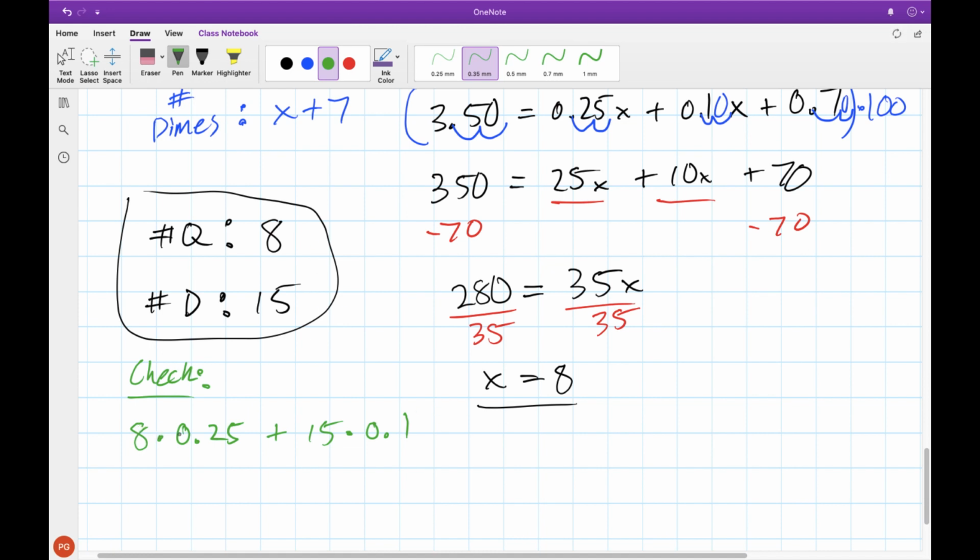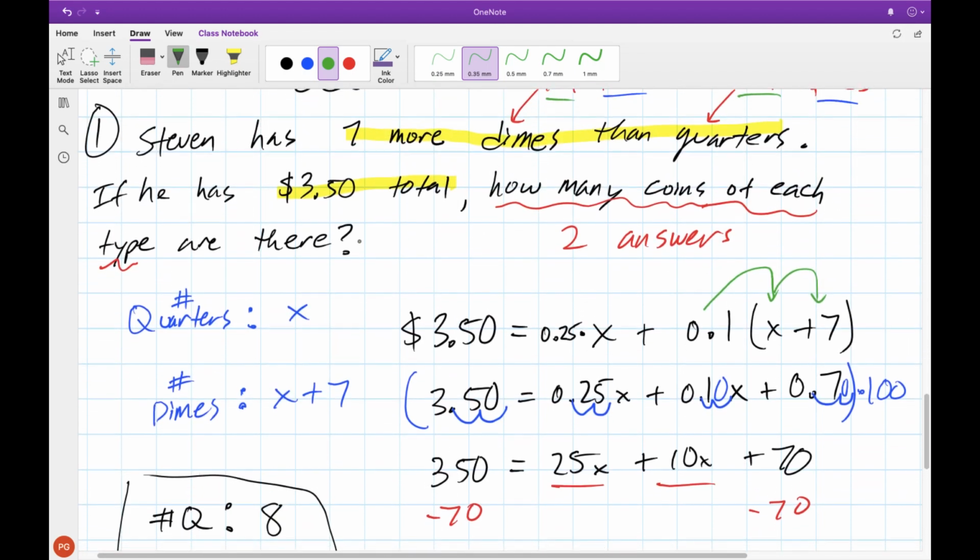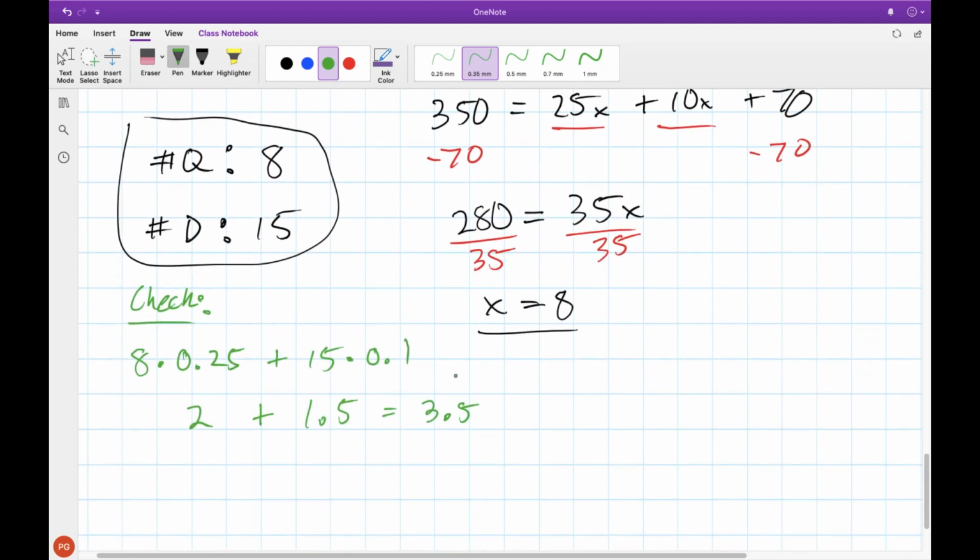So we would do 8 times 0.25 for our quarters, and 15 times 0.1 for our dimes. If you want to pull out a calculator here, you're more than welcome to. When we do this part, we'll end up with 2. When we do this part, we'll end up with 1.5, and we get a total of 3.5, which is the same as 350, which is what we were told in the question. So we know we got this one right.